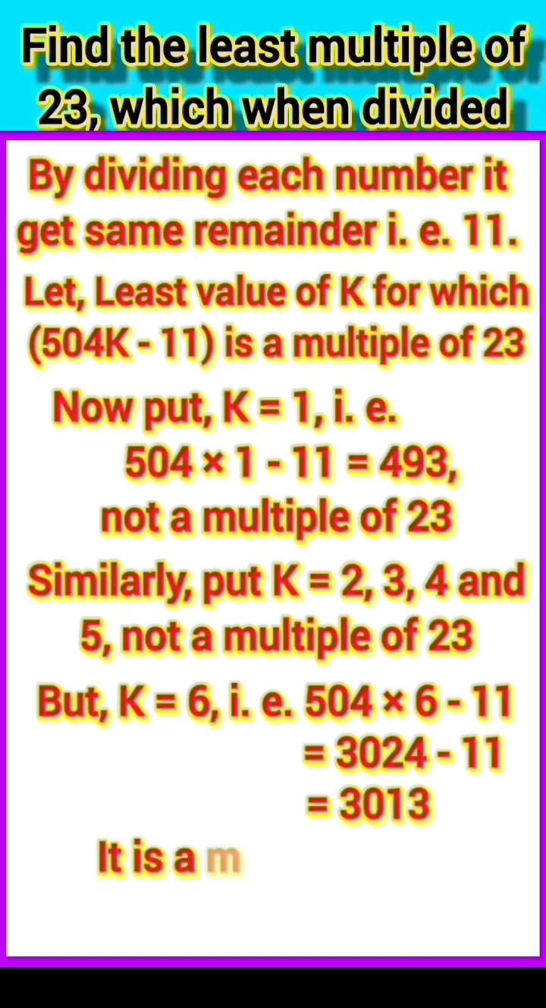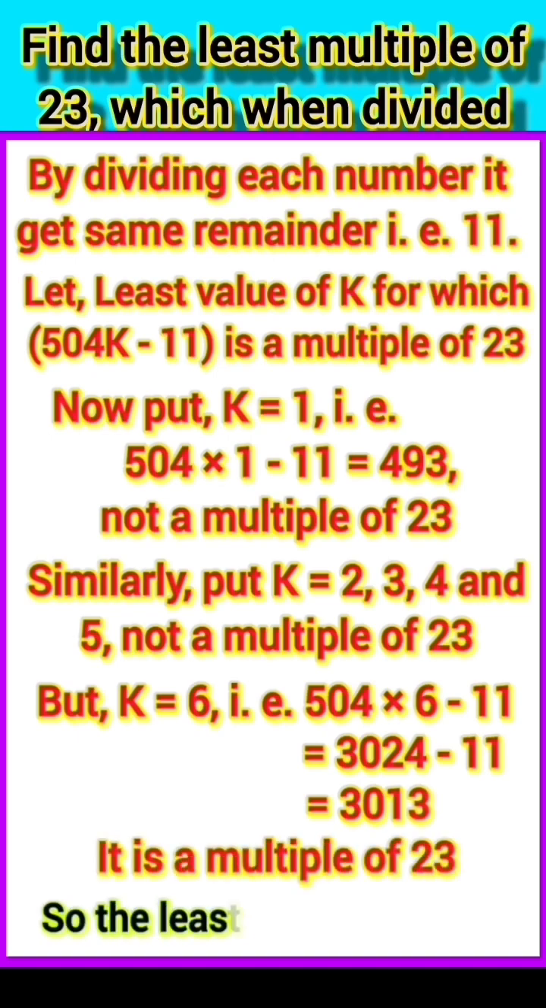It is a multiple of 23, so the least number is 3013. Am I clear? Okay.